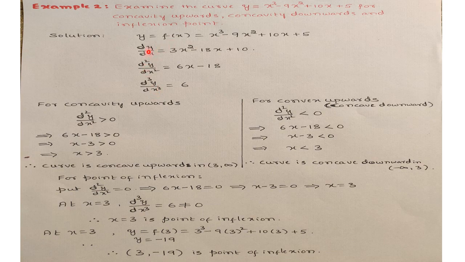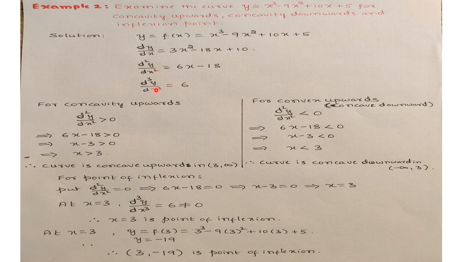Okay. Here, first differentiation of x cube is 3x square, minus 9x square differentiation is minus 18x, and 10x differentiation is 10. Again differentiating with respect to x, you will get d square y by dx square is equal to 3x square differentiation is 6x, minus 18x differentiation is minus 18.